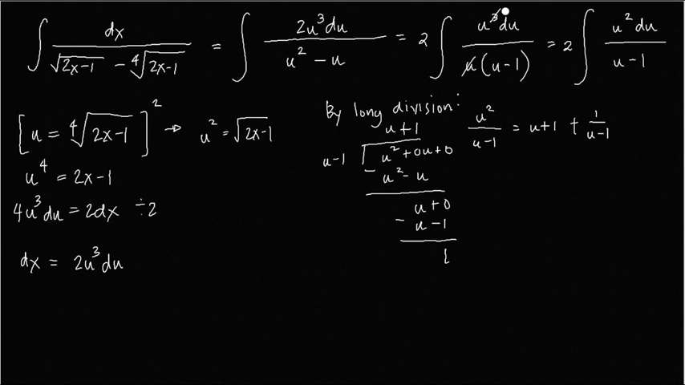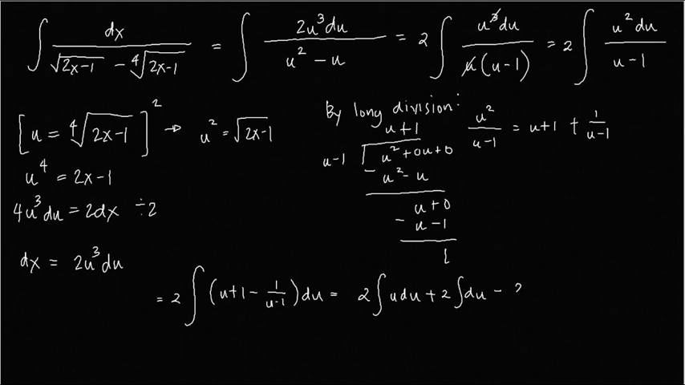So, magiging ganito to. Lagyan natin dito sa baba na. You have 2 integral of u plus 1 plus 1 over u minus 1 du. Then, if we expand this, we have 2 integral of u du plus 2 integral of du plus 2 integral of du over u minus 1. This will lead to 2u squared over 2. So, that is simply u squared plus 2u plus 2 times the natural logarithm of u minus 1 plus c.